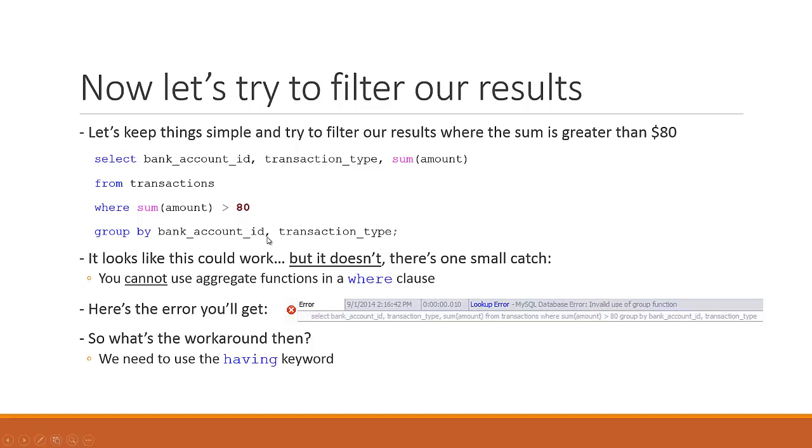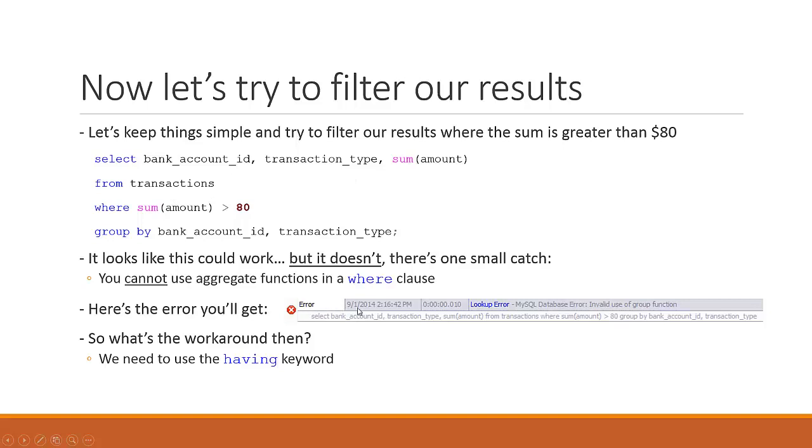So it looks like this could work, but believe it or not, it doesn't, because there's one small catch. You cannot use aggregate functions in a where clause. Okay, so here's the where clause in question. We say where sum of the amount is greater than 80. We are not allowed to do this. In the where clause, you can only put non-function type operations. You can only have regular old columns inside of a where clause. So this is not a column. This is actually an aggregate function, and that doesn't work.